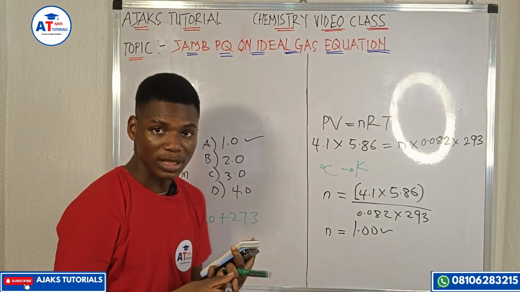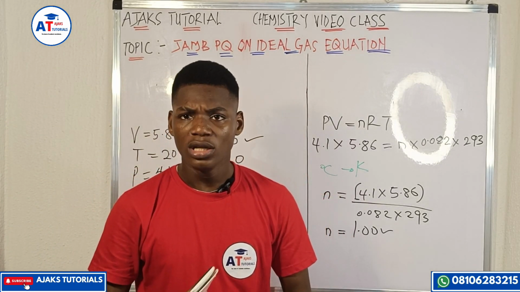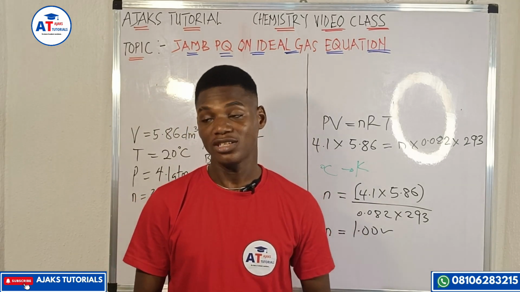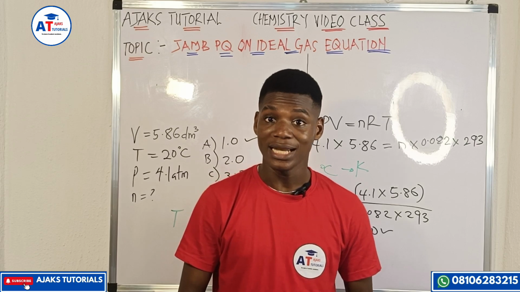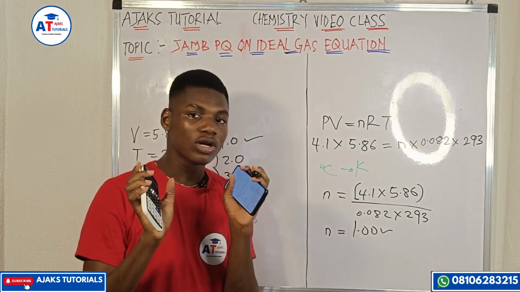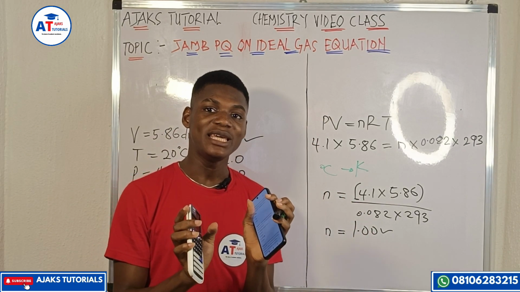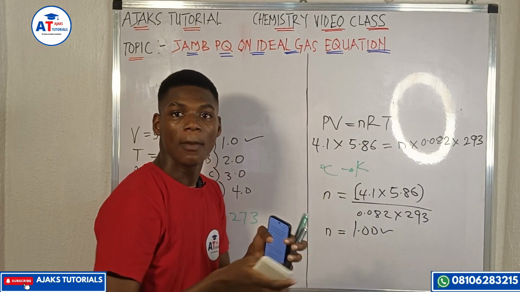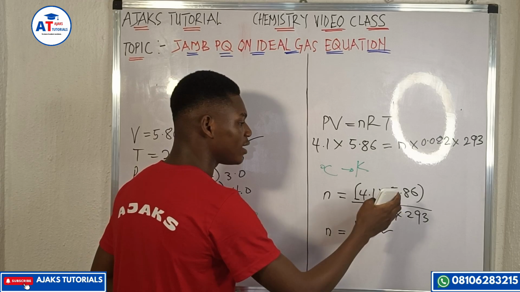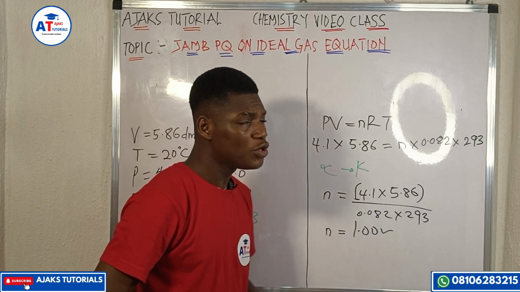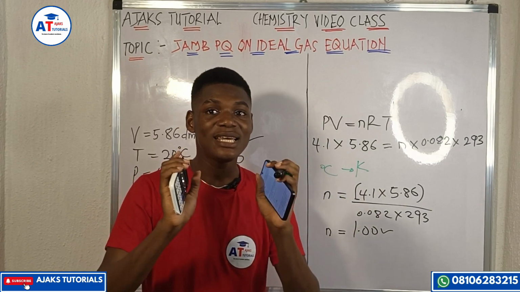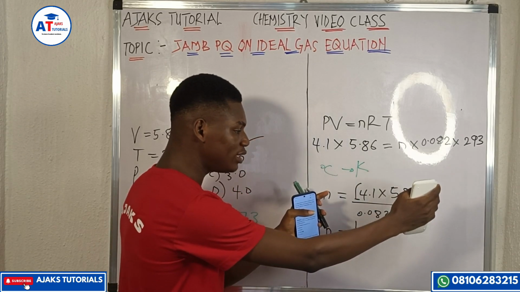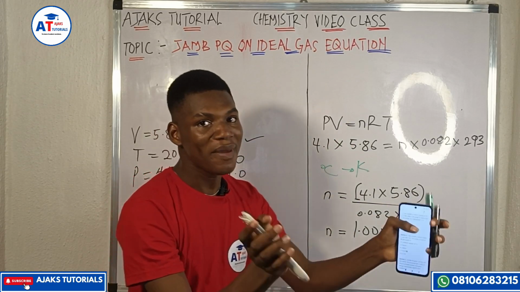But let me tell you something. Pay attention. The reason most students solve and don't see the answer is not because you don't know what you're doing. Your calculation might be incorrect. Most of you can say 4.1 times 5.86 divided by this, but it is important and advisable to put this in brackets first. Do this, then divide. Don't mesh together.